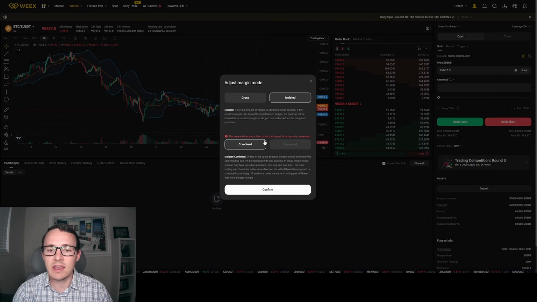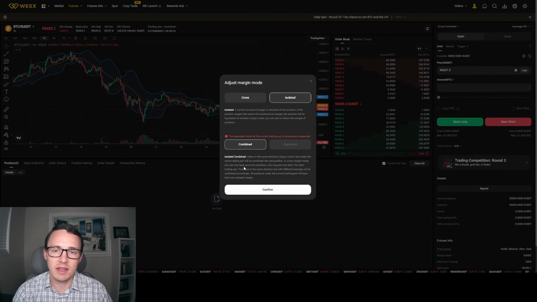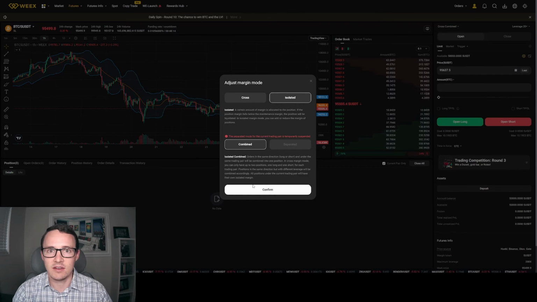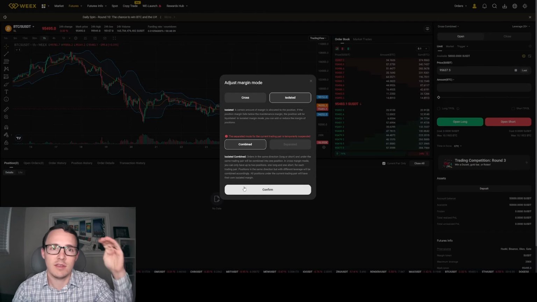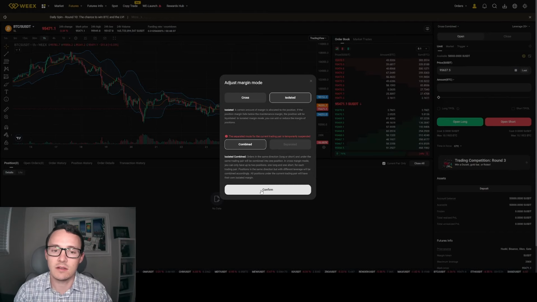So I do appreciate separated, although I do use combined sometimes, for various reasons. Sometimes because of the leverage piece, but also because it makes it easier to manage positions. If you're looking to cut 10% of your total position, you don't have to go through 3 different orders and cut 10%, 10%, 10%. It just makes it a little bit easier that way.